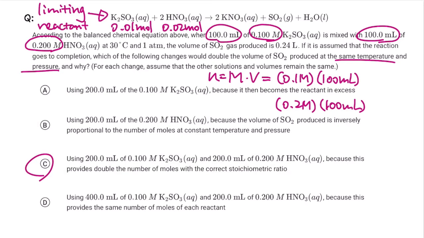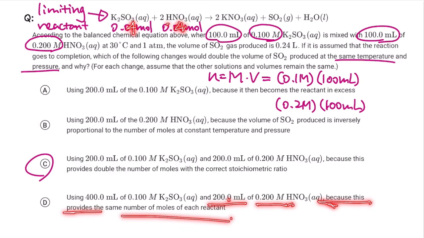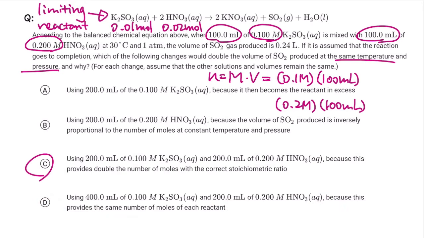D, using 400 milliliters of 0.1 molar of potassium sulfide, now it's quadrupled, and 200 milliliters of 0.2 molar of nitric acid, now it's 0.04 moles as well, because this provides the same number of the moles of each reactant. Well, if you choose D, then the amount of the products produced is 4 times bigger, so it's not D.